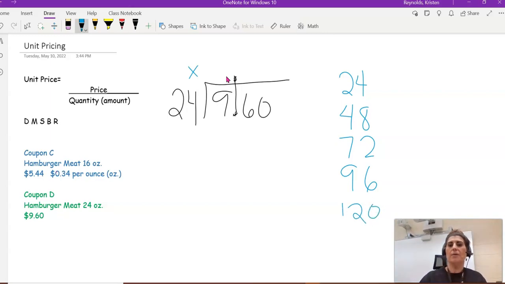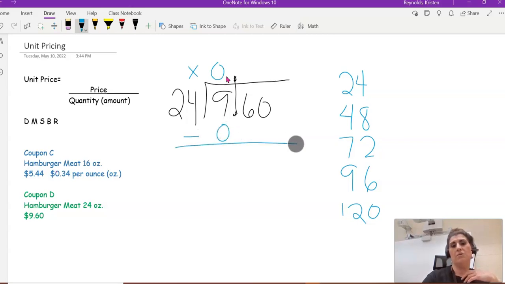All right, so my first question to myself is, self, how many times can 24 go into 9? It can't. It's too big. So again, I'm going to have that 0 there. And now if I need to do out that math, it's 0 times 24 is 0, because anything times 0 is always 0. So my answer is going to be 9. And then I'm going to bring down that 6.